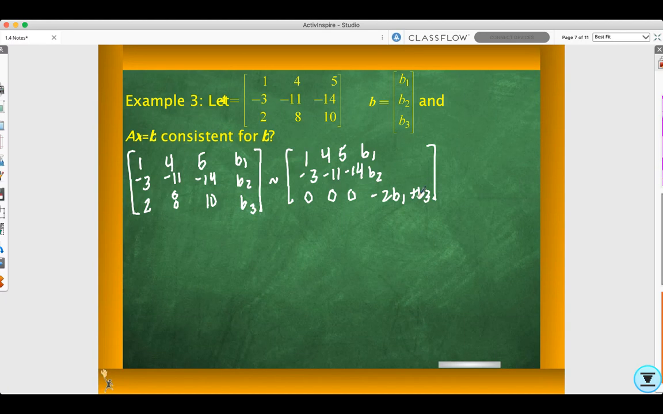And then the next thing I'm going to do is take 3 row 1 and add it to b2. And I can stop there. This isn't consistent for all b, since some choices of b make negative 2 b1 plus b3 non-zero.